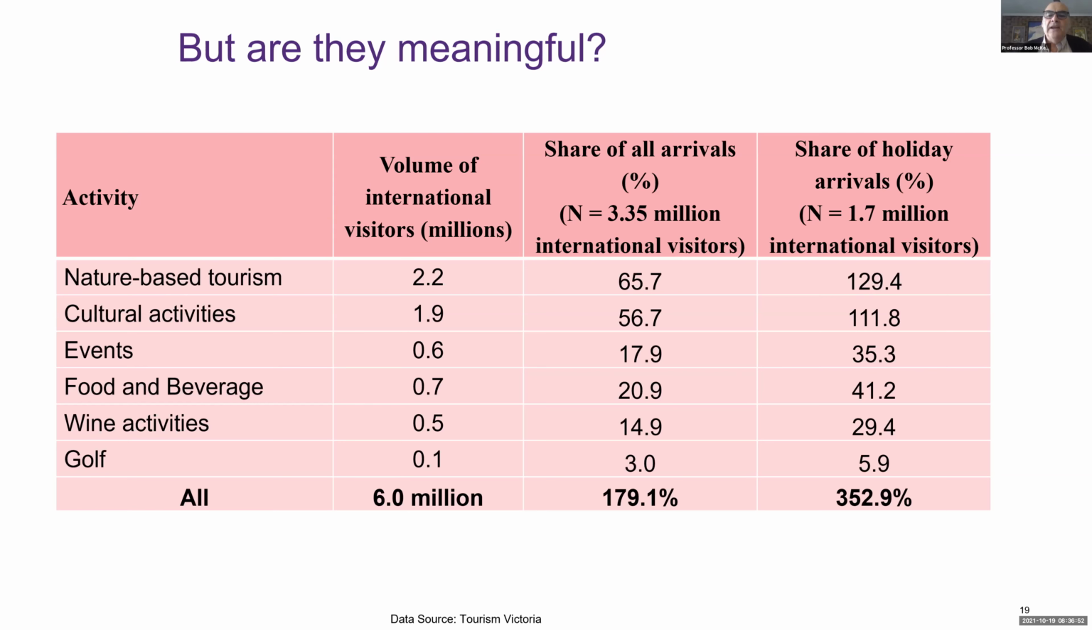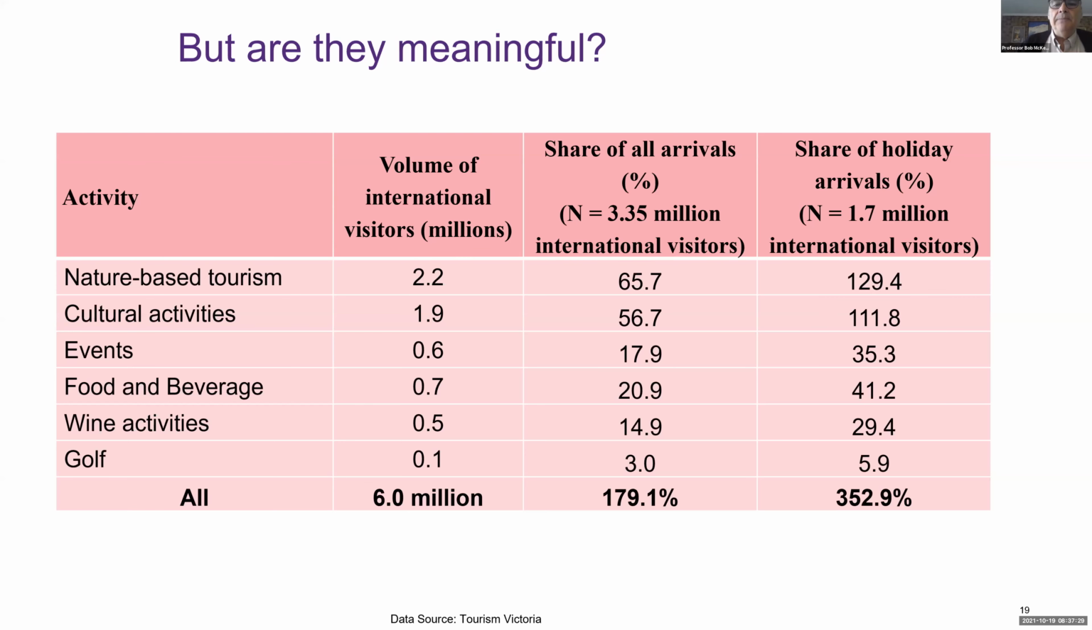And when you actually look at the share of pleasure tourists of 1.7 million, then all of a sudden you're explaining 129% of arrivals that tourists are nature-based tourists. That's what drives them to visit the destination. And when you look at these 6 single activities of nature-based, culture, events, food and beverage, wine, or golf, well, pretty much you're explaining 350% of pleasure tourist arrivals to the state. Now that's ludicrous.